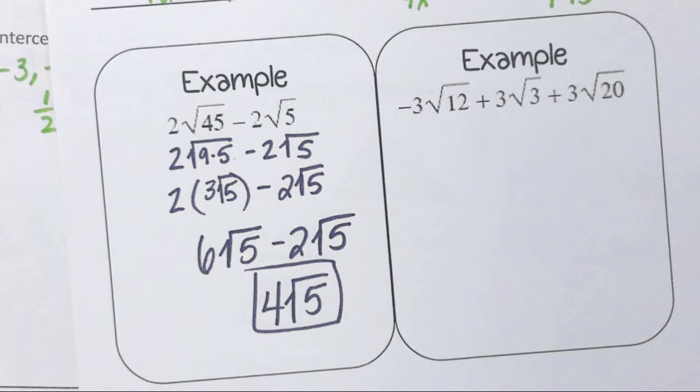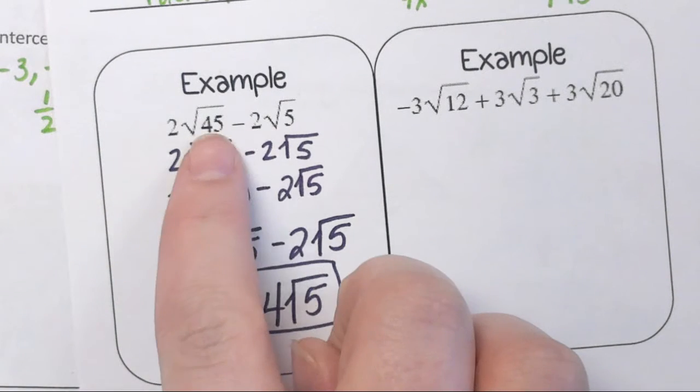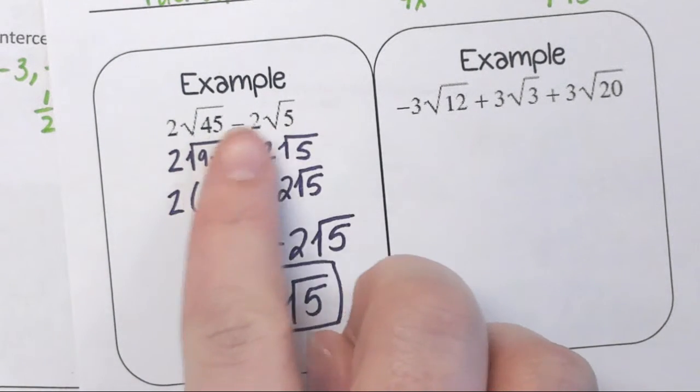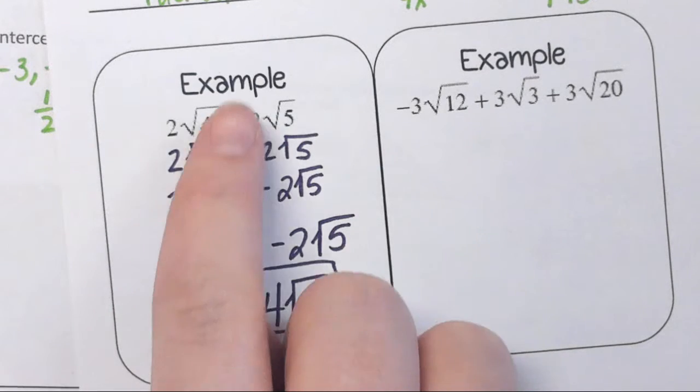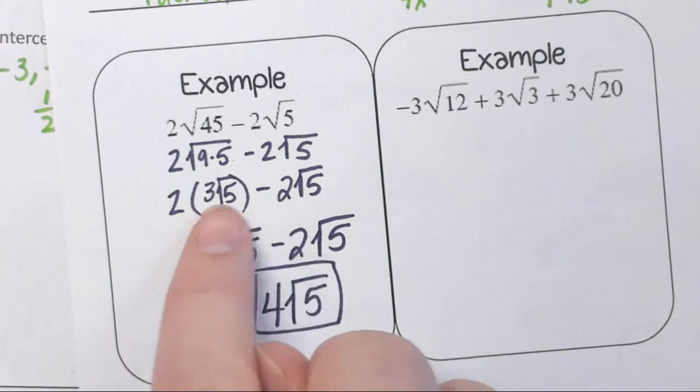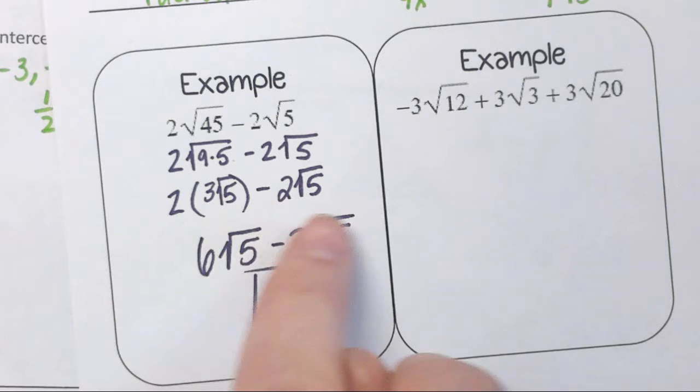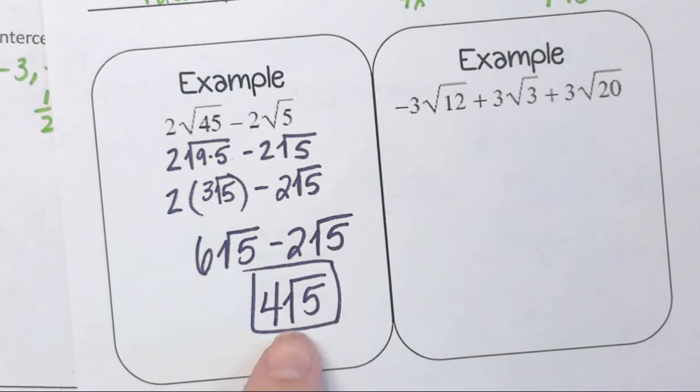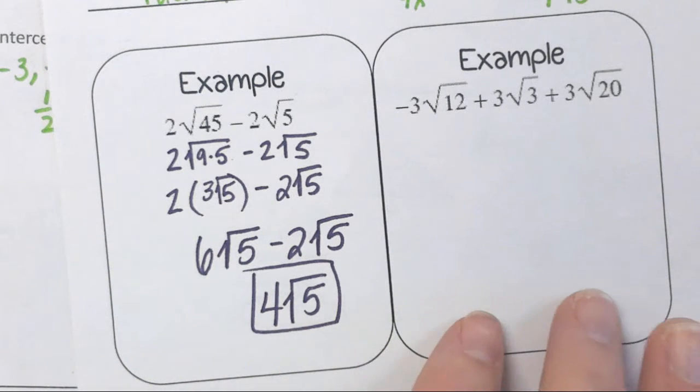So when Julia first saw this problem, she probably thought, because Ms. Crumpton said radicals have the same index, well, they had the same index, that was both square roots. But they don't have the same radicand. She thought, oh, they're not going to go together. 45 and 5 are not the same number. But it turned out after she simplified it, they both ended up having the same number under the radicand. So she could combine them, and that's how we ended up at 4 square roots of 5.